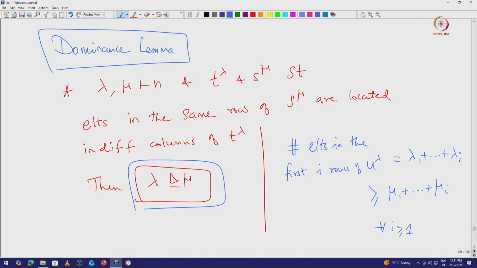Okay. So, this is actually a very crucial lemma, which is a technical lemma. It will be used later in order to prove irreducibility of this representation that we are going to construct now.